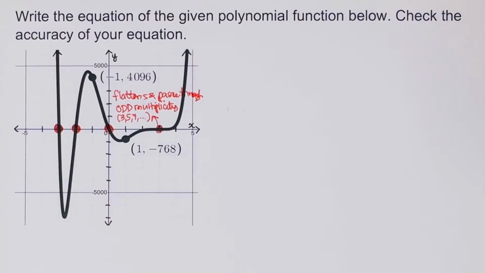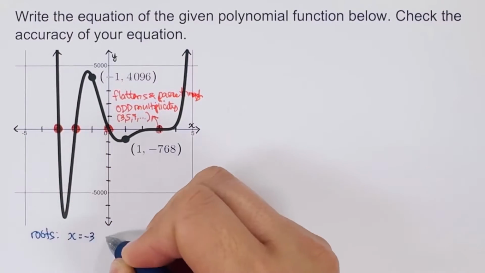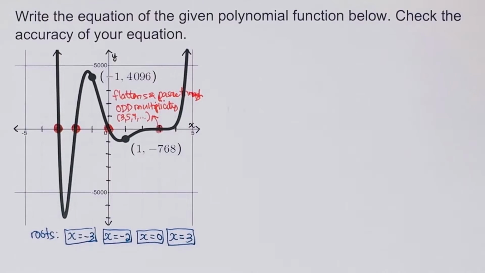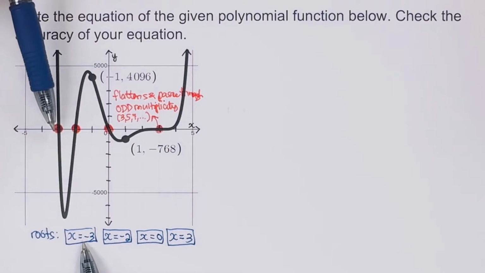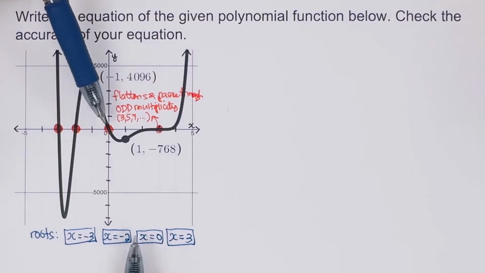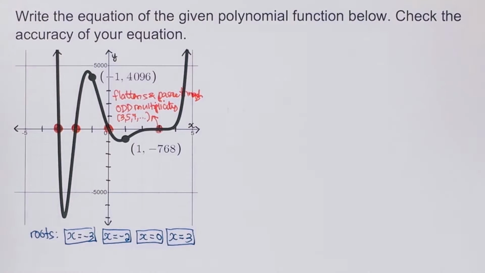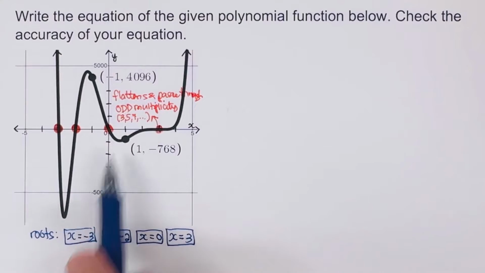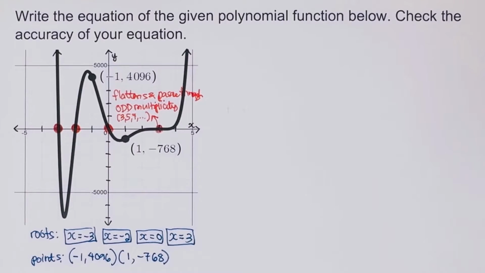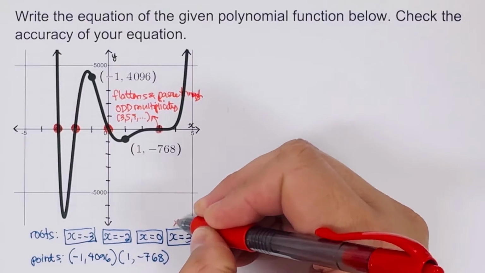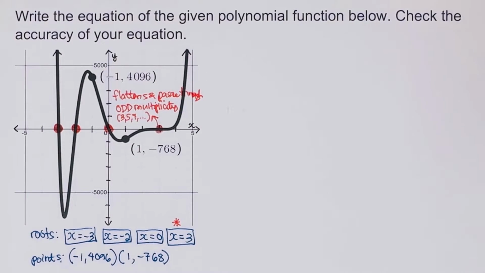So we go ahead and write the roots for this given graph. I got these roots from the dots that I created. These are the x-intercepts. x equals -3, x equals -2, x equals 0, and x equals 3. We are also given 2 points here. So these are the 2 points. Again, please remember that at x equals 3, there is a multiplicity at that root. So I'm going to go ahead and set up the equation for this graph up here.